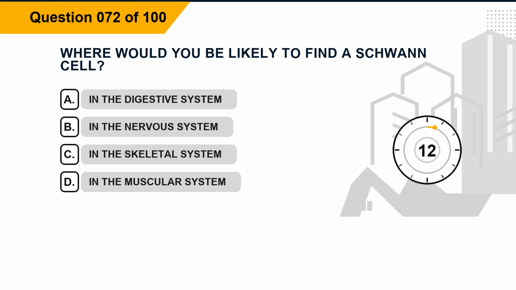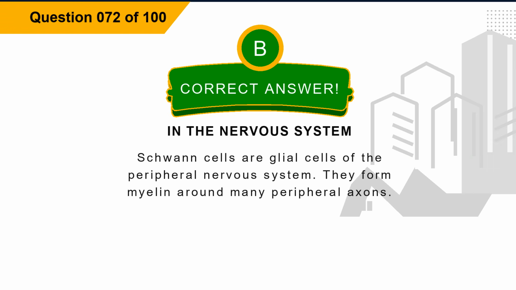Question 72. Where would you be likely to find a Schwann cell? Option A. In the digestive system. Option B. In the nervous system. Option C. In the skeletal system. Option D. In the muscular system. The correct answer is option B. In the nervous system. Explanation. Schwann cells are glial cells of the peripheral nervous system. They form myelin around many peripheral axons.